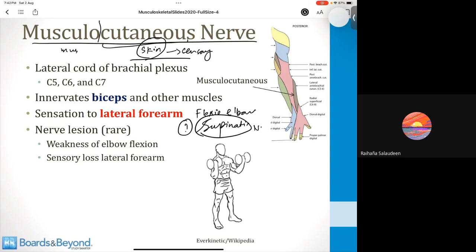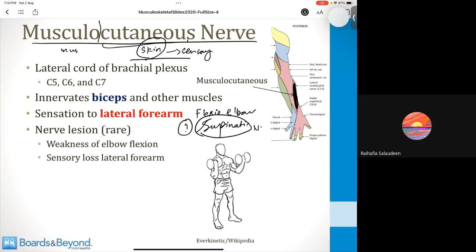It supplies the coracobrachialis muscle as well. This muscle comes from the coracoid process of your scapula and is attached on your brachium, that is the arm, so it is called coracobrachialis, and it is also supplied by your musculocutaneous nerve. So the musculocutaneous nerve supplies your bicep and the coracobrachialis. Bicep itself can lead to supination of your forearm as well. The sensory supply to the lateral portion of your forearm is given by the musculocutaneous nerve.